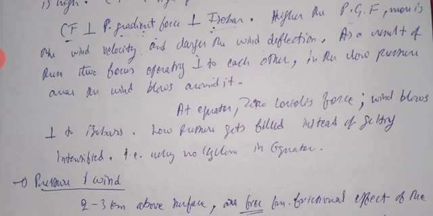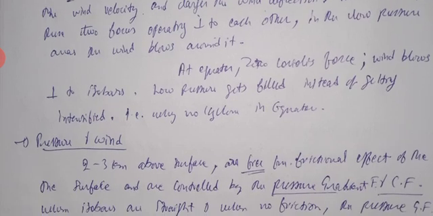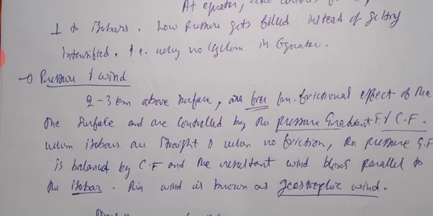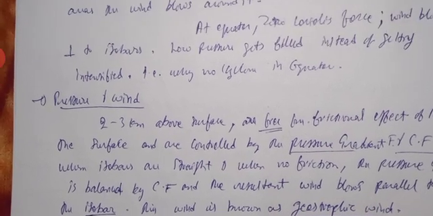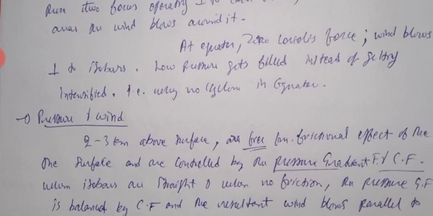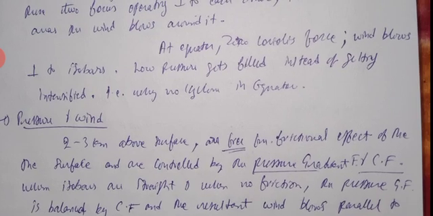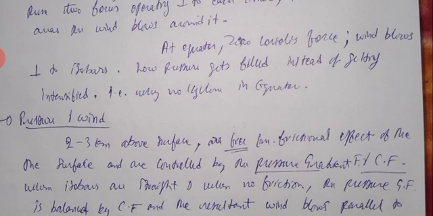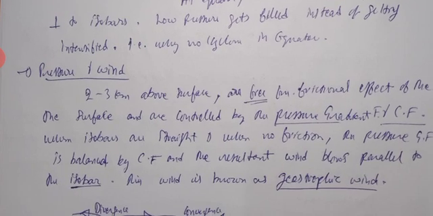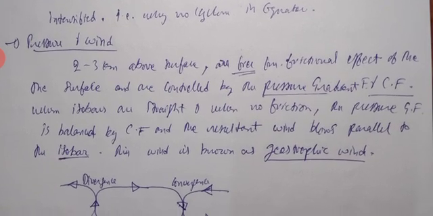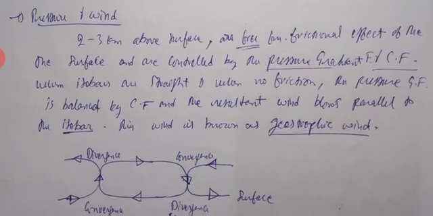So the low pressure which develops gets filled instead of getting intensified. That is why no cyclones are developed in the equator. This is the reason why cyclones are not developed in the equator, because at the equator there is zero Coriolis force and wind blows perpendicular to isobars. Low pressure gets filled instead of getting intensified.